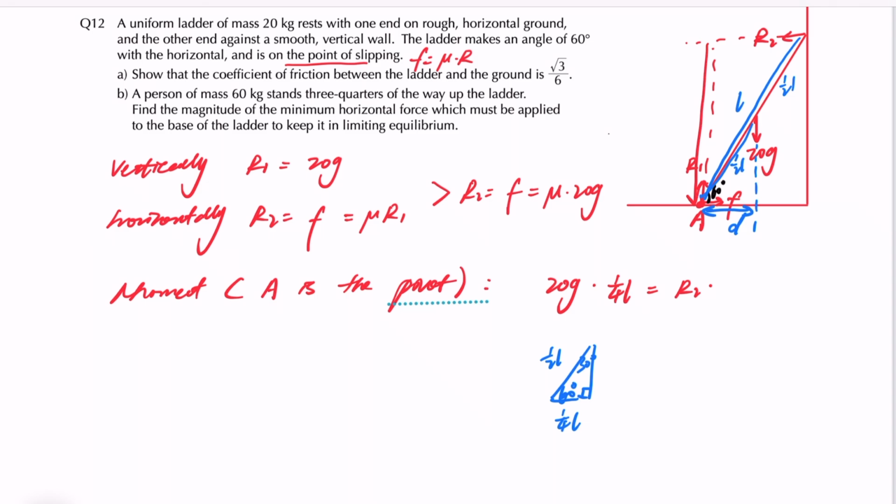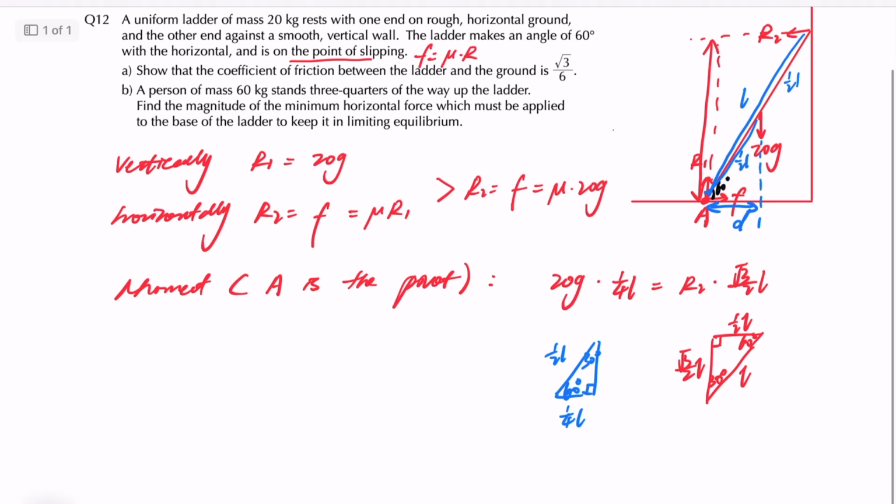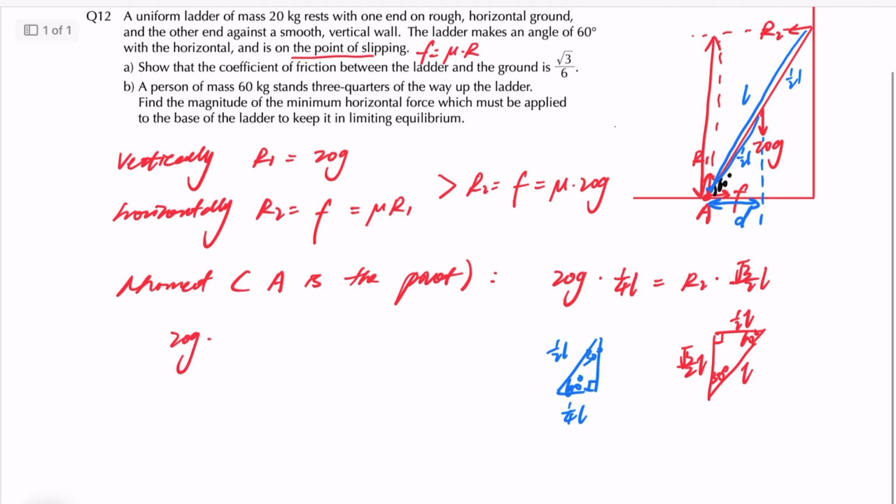It is this part. And once again, we've got a 30 degree, 60 degree right angle triangle. 60 degree, right angle, 30 degree. This part is L, this part is half L, and this part should be square root 3 over 2 L. And then let's keep going. On both sides of the equation, we can cancel out the L, which is going to turn it into 20g times a quarter equal to R2 times square root 3 over 2.